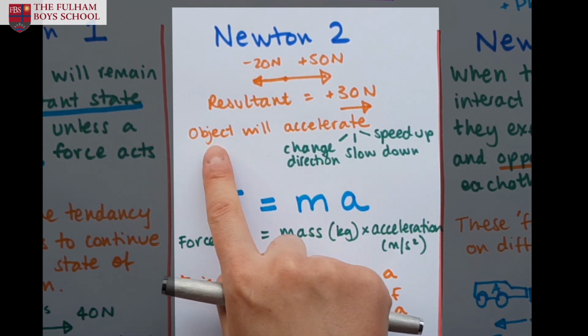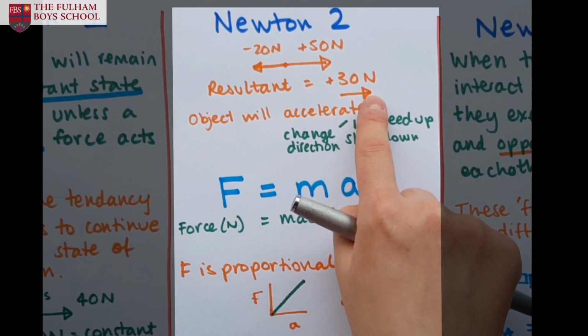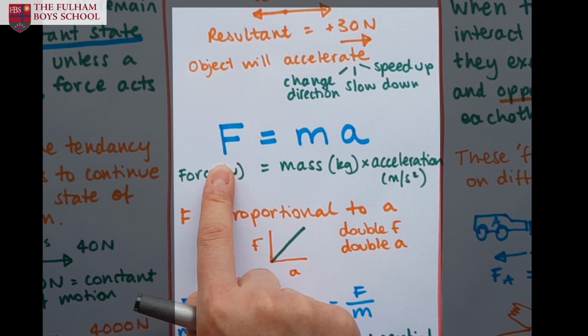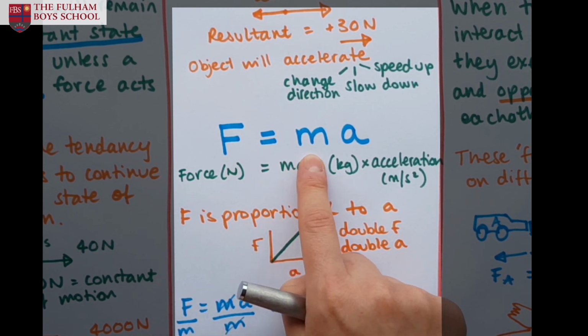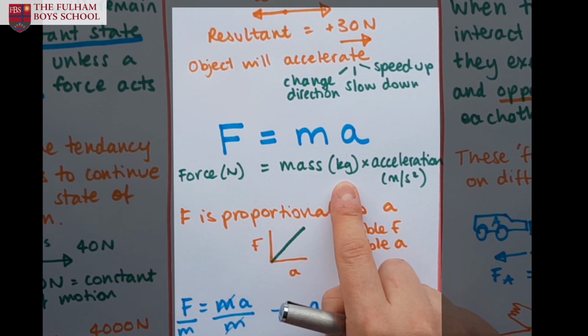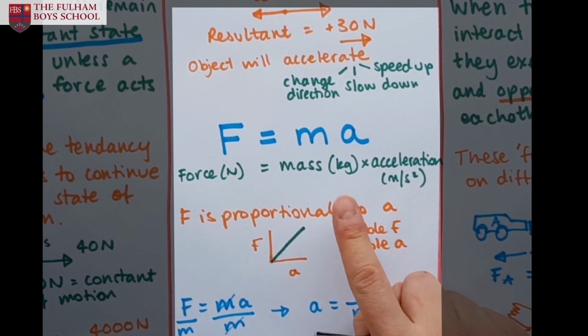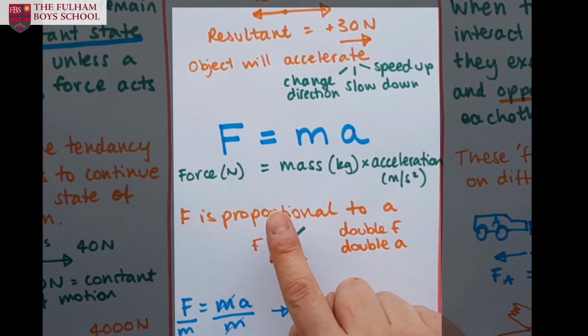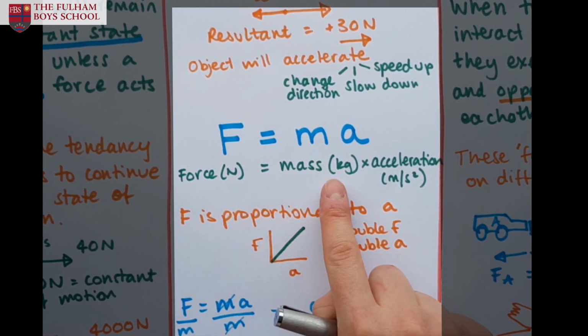Now, Newton's second law says, well, there is a resultant force acting on this object, so it will accelerate, and the force is equal to the mass times the acceleration of the object. Force is measured in newtons, mass is measured in kilograms, acceleration is meters per second squared. You need to memorize that equation. I like to remember it by going FMA to myself, FMA, but you need to memorize that equation. Force is mass times acceleration.